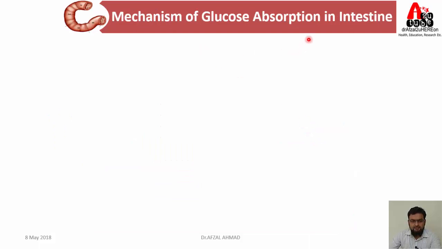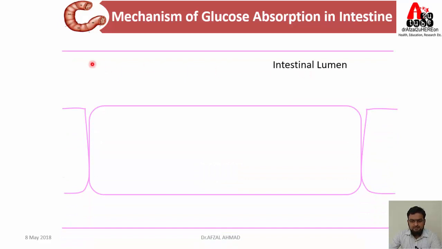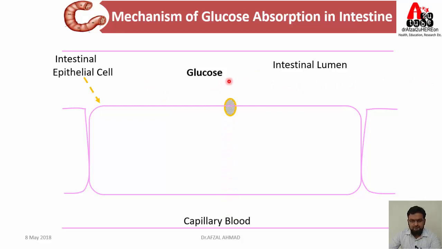Now we will see the mechanism of glucose absorption in the intestine, how glucose is absorbed in the GIT tract. We will draw the diagram here. This is the intestinal lumen, here the capillary blood will flow, and this is the intestinal epithelial cell. In the intestinal lumen, after the action of different enzymes, glucose or different monosaccharides will come for absorption, and the receptor present in the intestinal epithelial cell will be activated, which is the sodium dependent glucose transporter, SGLT.